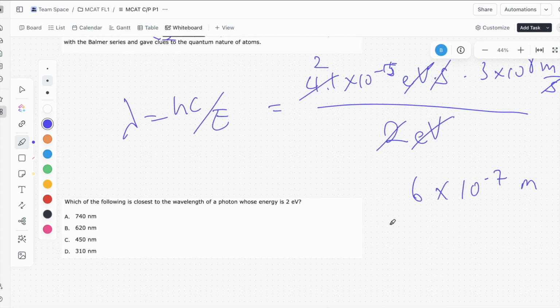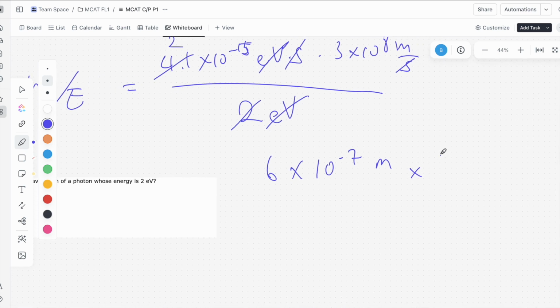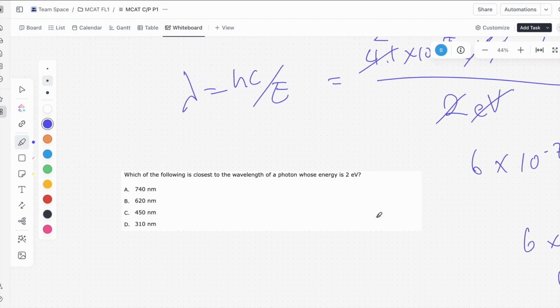We'll notice that we're looking at nanometers here, so we just multiply this by the conversion factor, which is going to be 10 to the 9th nanometers per meter, right? Cancel these out, and we get 6 times 10 to the 2nd nanometers, or 600 nanometers. So we'll look for the answer that's closest to that, and voila, that's going to be B, 620 nanometers. That's going to be the wavelength of this photon.